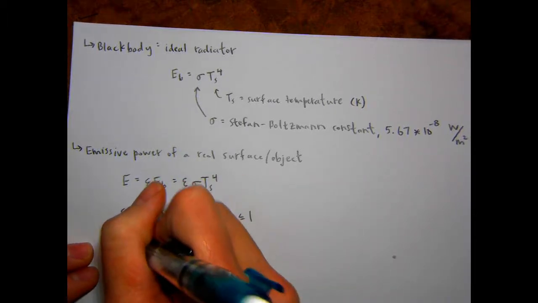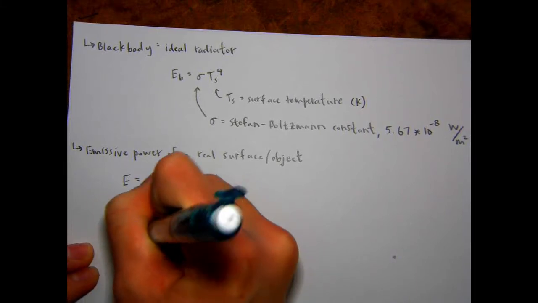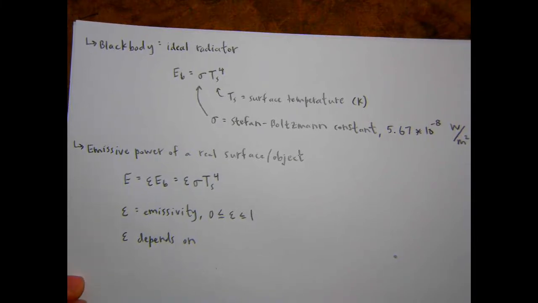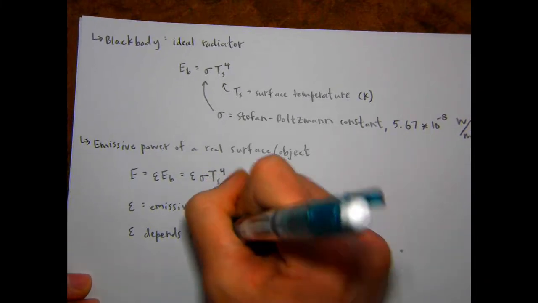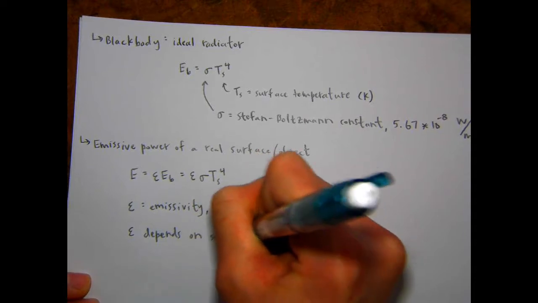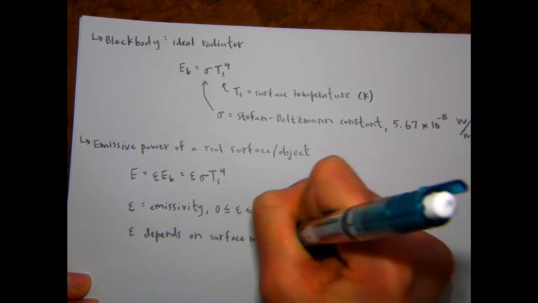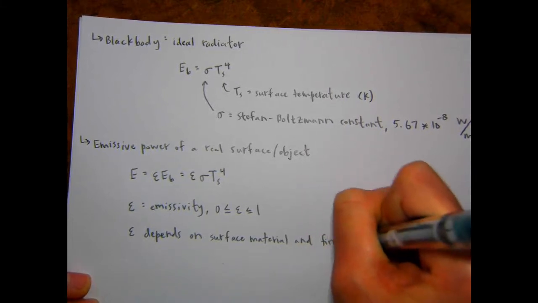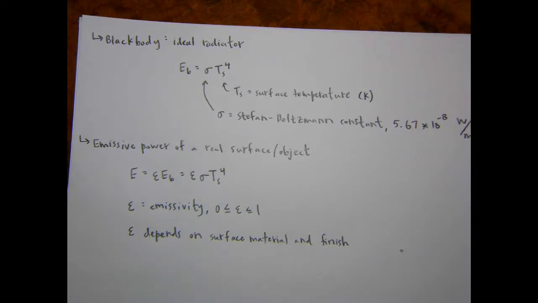And the emissivity depends on the surface material and the surface finish. And in the lab next week, you're going to be testing different objects with different platings or coatings. So you can see how the surface finish of the objects, which are otherwise similar, changes the radiation.